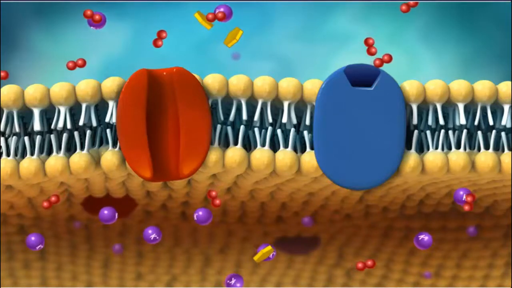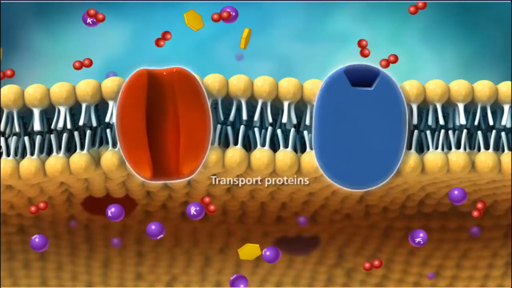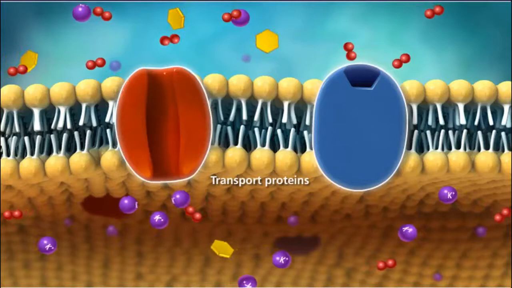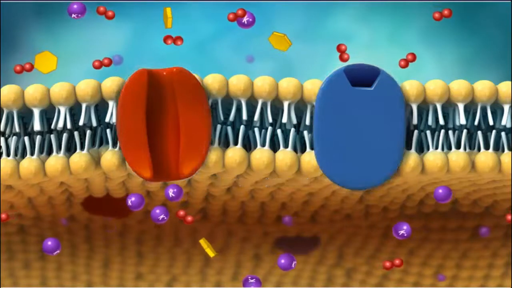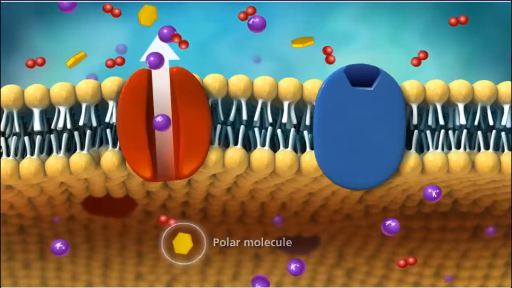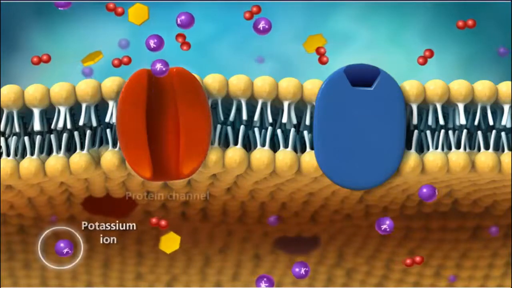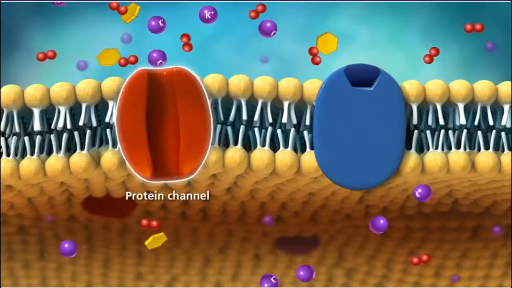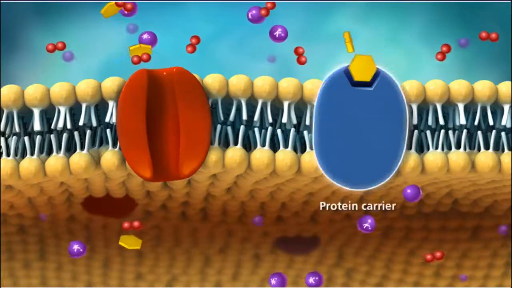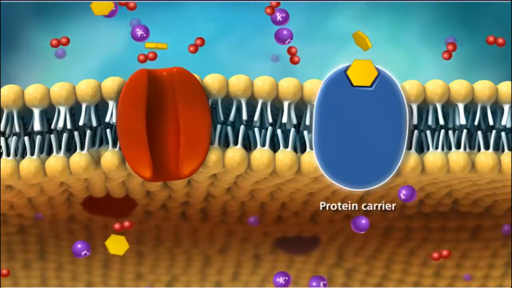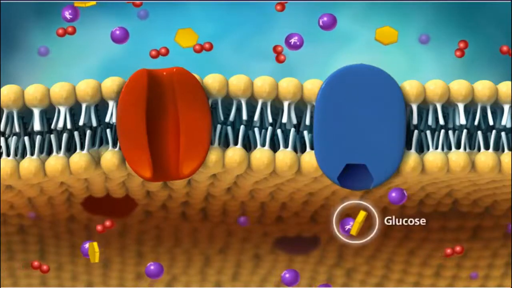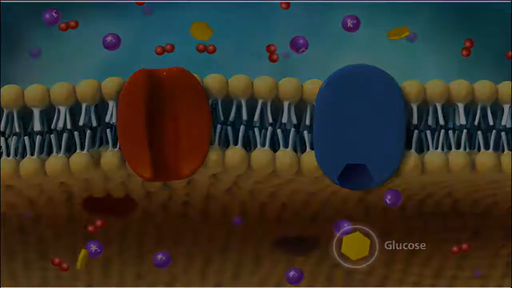However, the cell needs to control what enters and leaves, and so transport proteins aid in the selective movement of other molecules across the membrane without the input of energy. Through facilitated diffusion, larger molecules, polar molecules, and charged ions use channel proteins embedded in the bilayer. The transport of other substances requires a special carrier that will bind the substance on one side of the membrane, which triggers a conformation change in the protein carrier, causing it to release the substance on the other side.